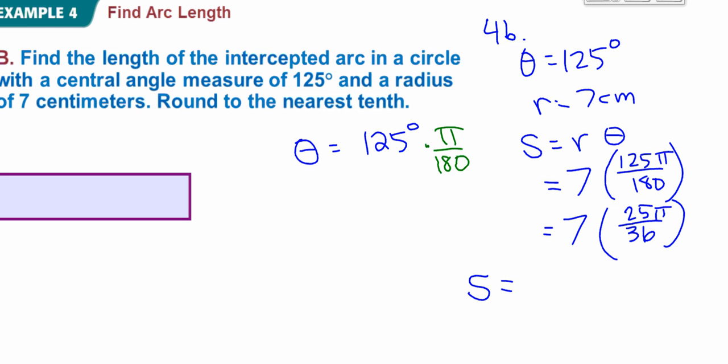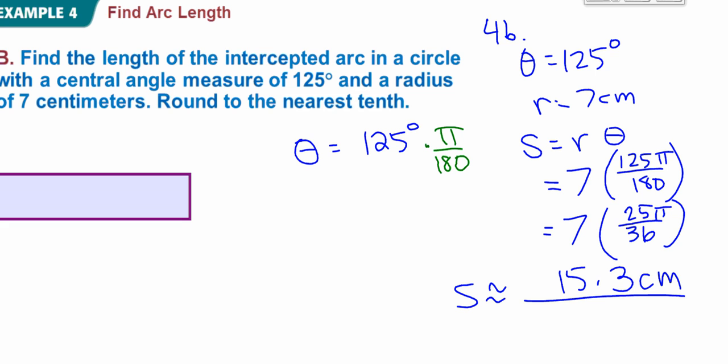So s is approximately equal to, oops. To the nearest tenth, Peyton, what did you get? 15.3 centimeters. So I wanted to go through arc length pretty quickly because that is very straightforward.